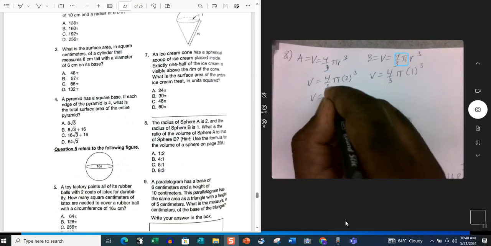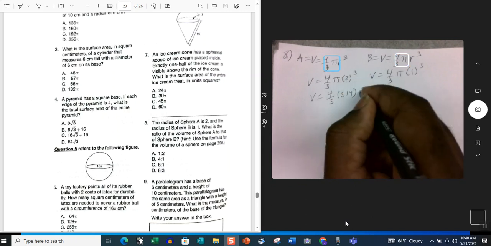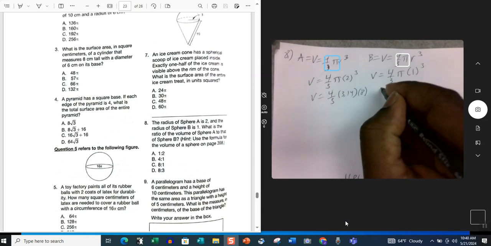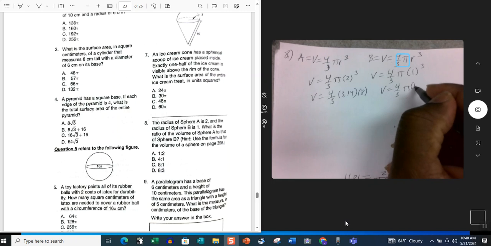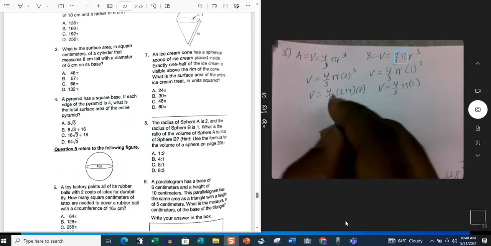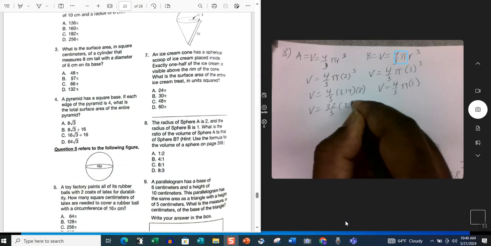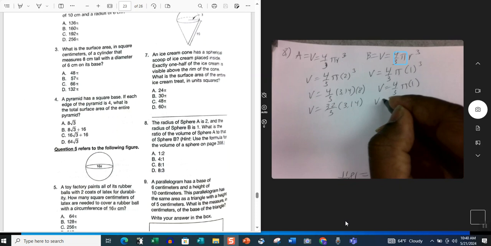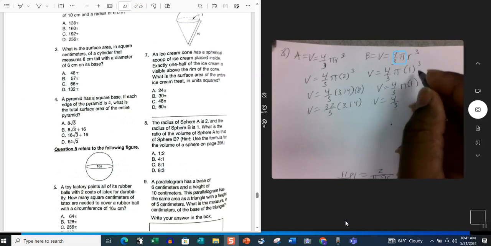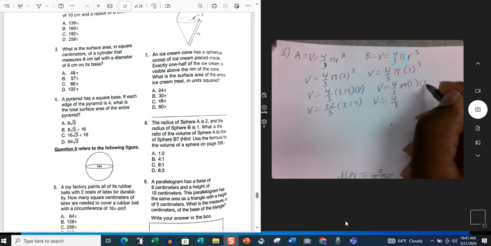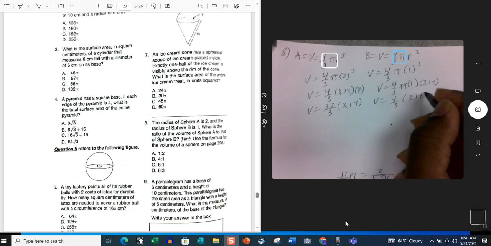So now we have 4/3 pi, we'll do 3.14, and then 2 to the 3rd power is 8. Then we have a volume of 4/3 times pi times 1 to the 3rd power, which is 1. So now we have 32/3 times 3.14. Well, I should have changed this pi to 3.14 for the second one, and I'll do that here. So it'd be 4/3 times 3.14.